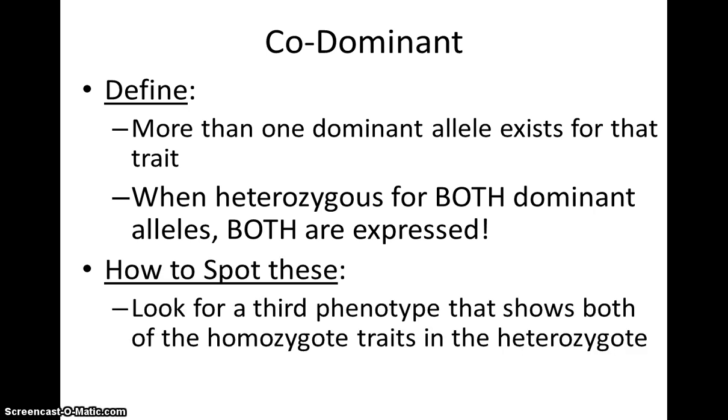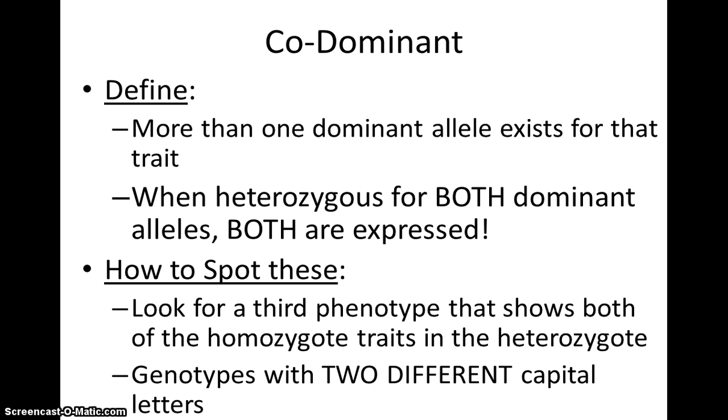You're going to be able to spot these by looking for a 3rd phenotype. The heterozygous trait is going to be the two homozygous traits mixed together equally in your codominant. If you're having trouble visualizing this, don't worry, I'll show you in a second. But just to narrow down the field too, you're going to see genotypes with 2 different capital letters when you're looking for codominant as well.